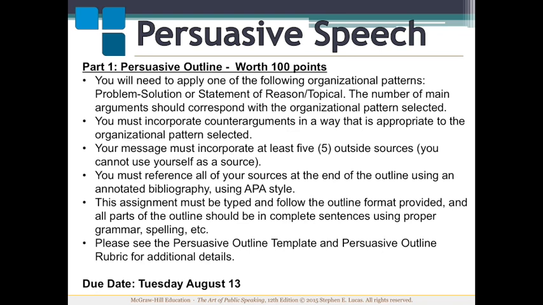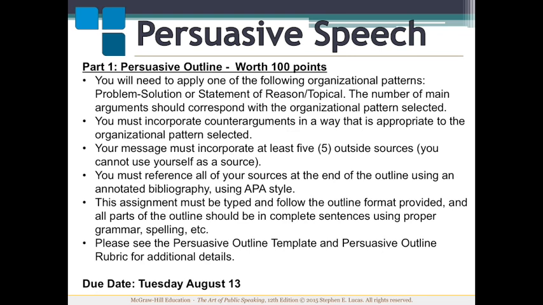Important point, the number of main arguments should correspond with the organizational pattern you select. And again, you can always look at your book as well for some of these patterns. But I would say the easiest way to go is to pick problem, cause, solution, or problem, solution as a baseline for your organizational pattern.